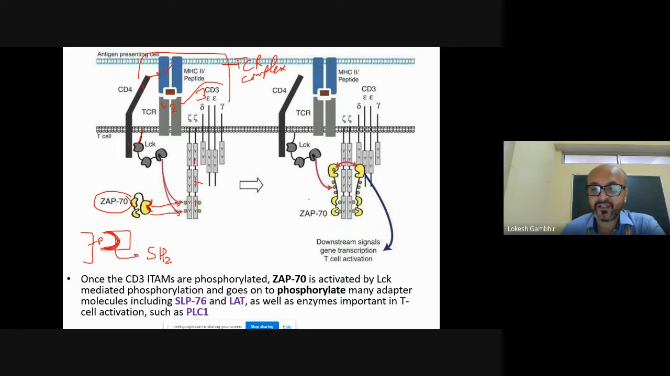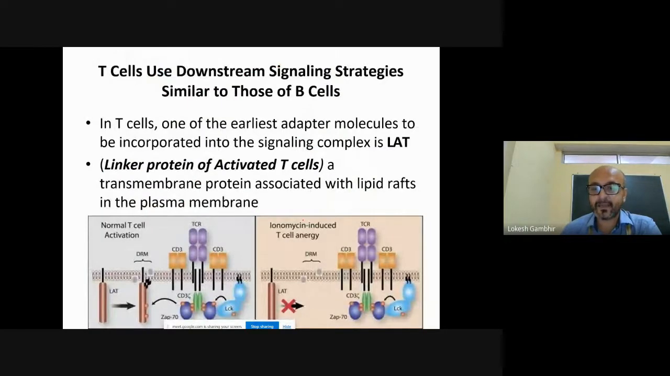Once this ZAP70 is bound, now who will tell ZAP70 that please come and bind? That is again the job of LCK. It will signal ZAP70 that I have phosphorylated the ITAM residue. Please go and bind to this particular ITAM motif. And you see here, that is what I have shown, that LCK also phosphorylates ZAP70 and thereby it activates ZAP70. Once this ZAP70 is activated, then the downstream signaling starts.